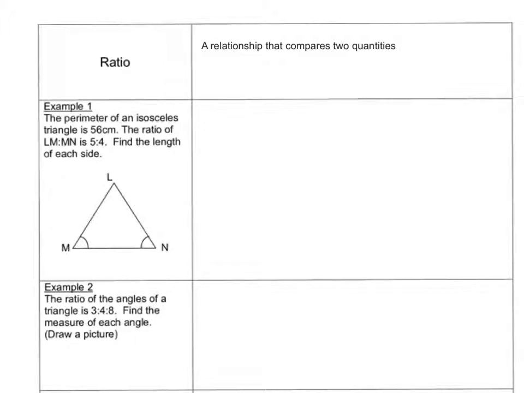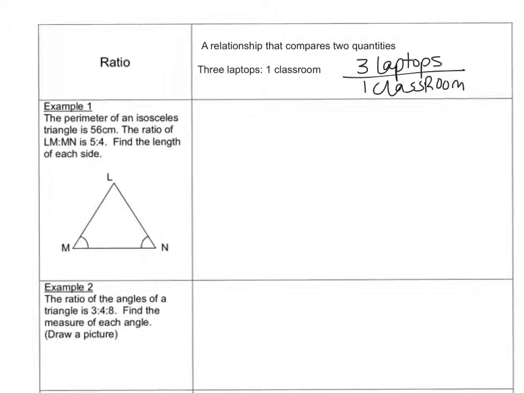So one example could be, I could say that there are three laptops for every one classroom. So that's what one ratio could look like. I could also write it in the form of a fraction, so I could write 3 laptops for every one classroom. So let's see how ratios can take shape in a math problem.